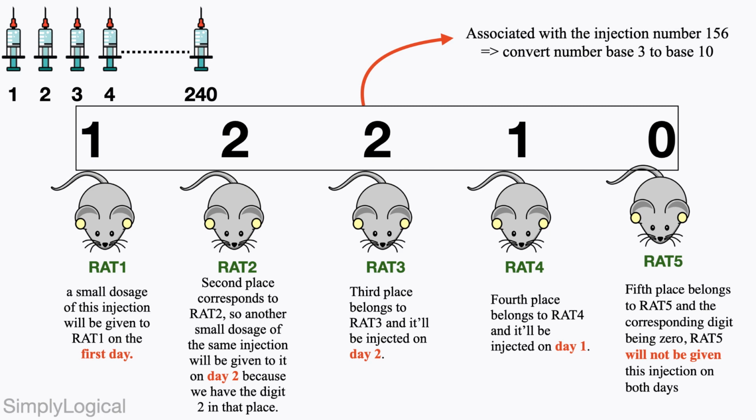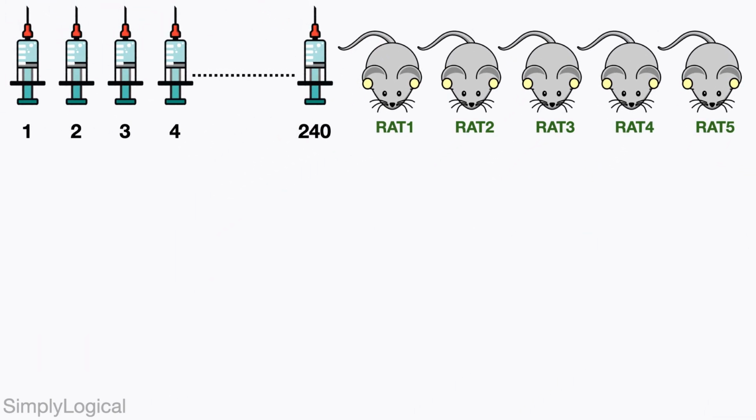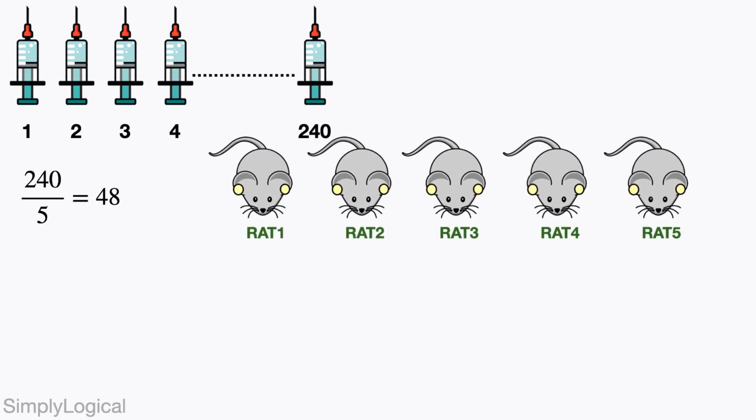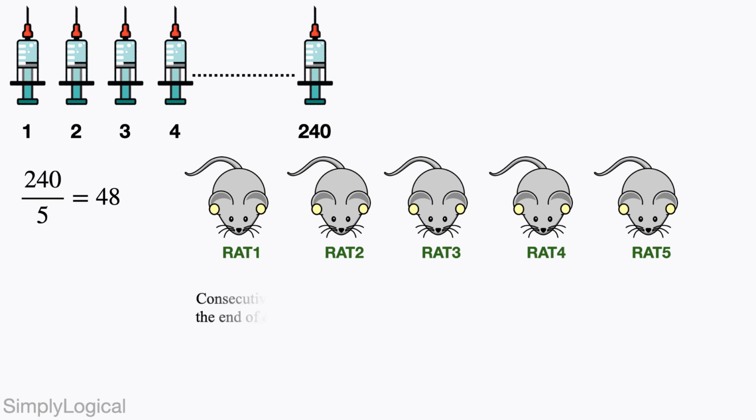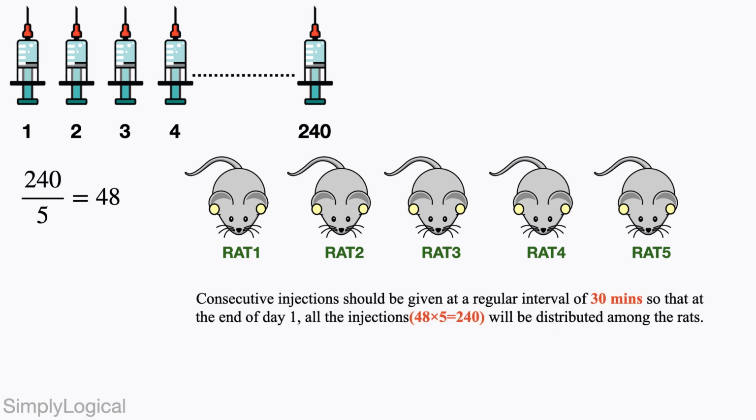Apart from the method which I have explained now, there is another way of arriving at the solution. Split 240 injections among 5 rats and inject each of them with 48 unique dosages. Consecutive injections should be given at a regular interval of 30 minutes so that at the end of day 1, all the injections, that is 48 times 5, which is equal to 240, will be distributed among the rats. Timing should be noted while injecting each time.